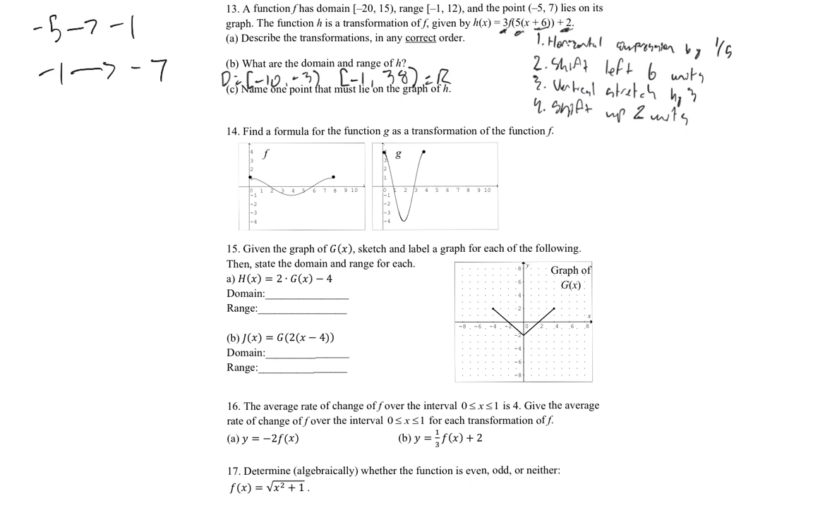Now let's do it to the y values. So we have 7 and a vertical stretch by 3. So 7 times 3 would be 21. And shift up 2 units. So that should be 23. So here's our point, -7, 23.